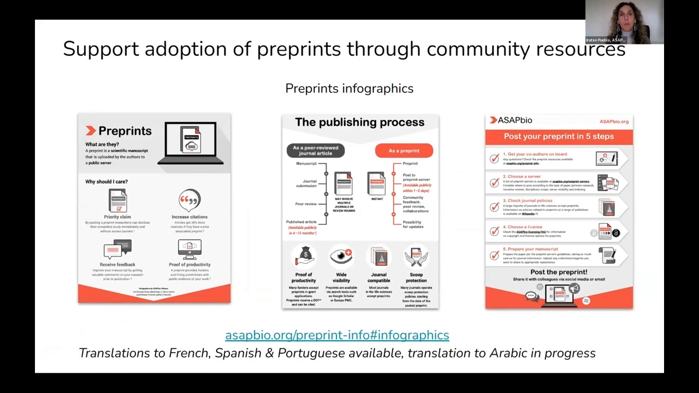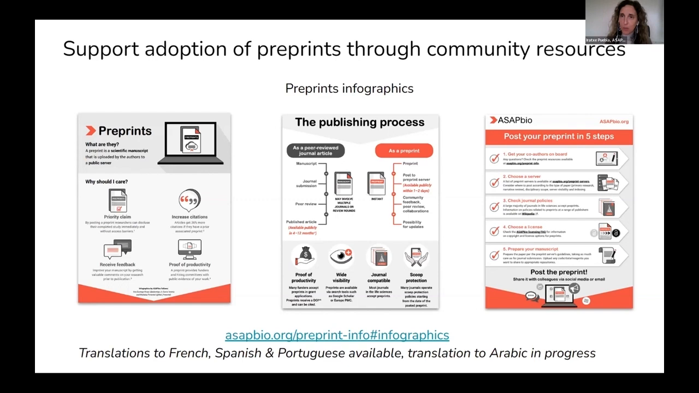This is also the result of different projects run through our fellows program. It was an idea raised by the fellows saying we want to have different resources in different formats. Why not develop some infographics? And we now have a set of infographics that they spearheaded, providing different elements of information all the way from what preprints are to where they fit in the publishing process, or a five-step guide as to how to post your preprint and have the best experience doing so.